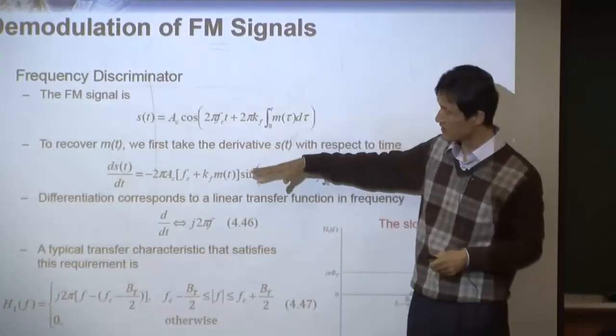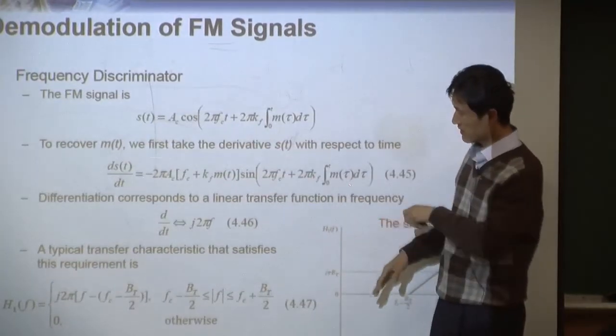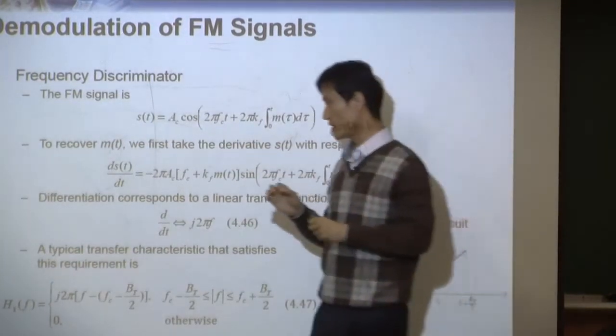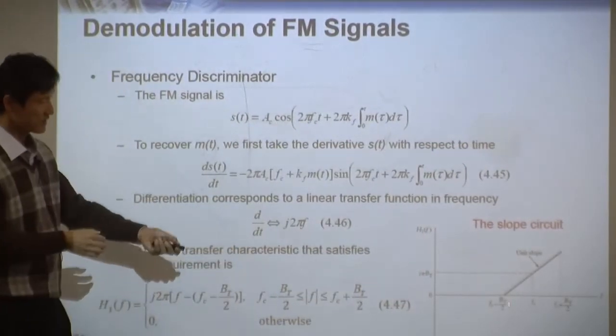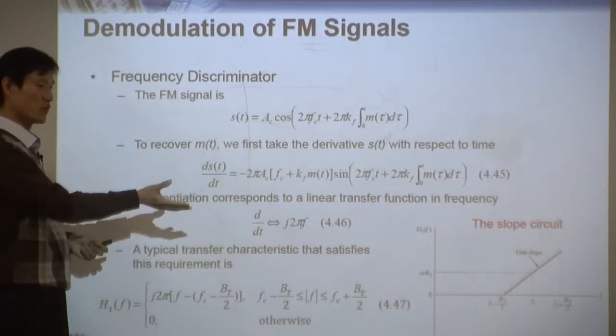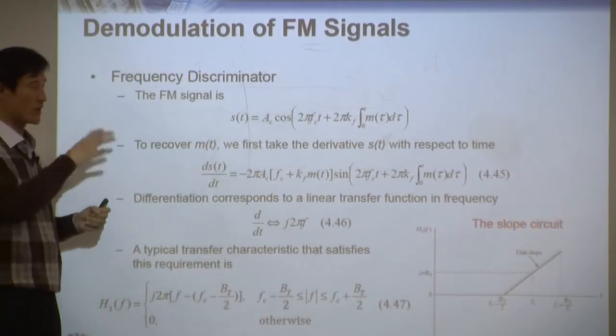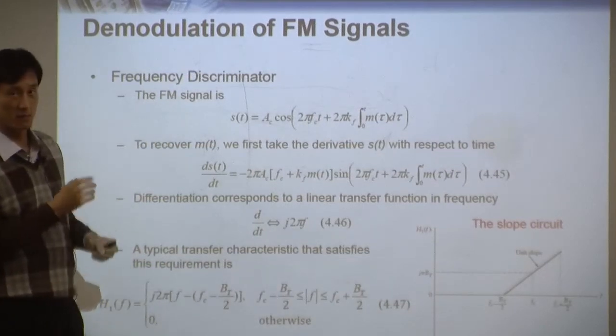So once you take the derivative and you get this, what you need to do is take advantage of a slope circuit like this. And then you go through the envelope detector. Same way as the DC added amplitude modulation.